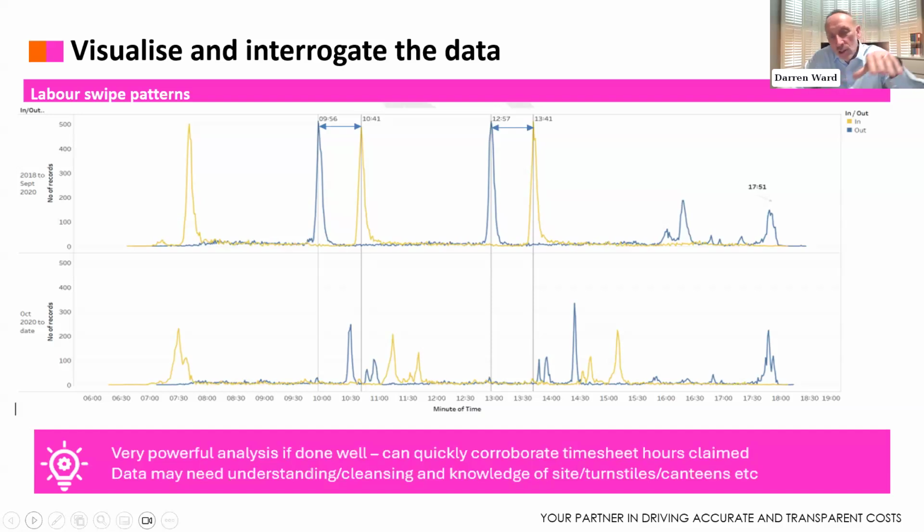But again, you see the peaks of the ins, the peaks of the outs, and the timing is very powerful to provide confidence that the workers are in the work phase for the allotted time. So, as I say, great data, but you've got to know when to use it.